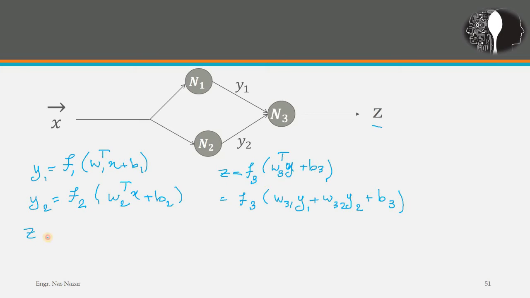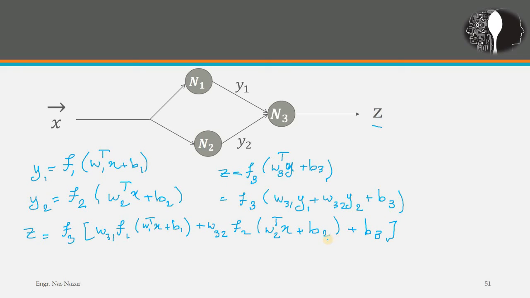And now here we can continue and write it as Z equals F3. If we expand it here, I can write it as W31 F1, where F1 is W1 transpose X plus B1, and then I just replace it with its value, plus W32 F2, and F2 here is W2 transpose X plus B2. Just don't forget this B3, plus B3, and just close the bracket.